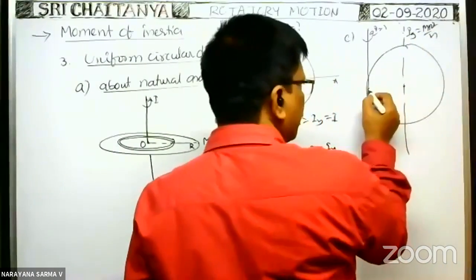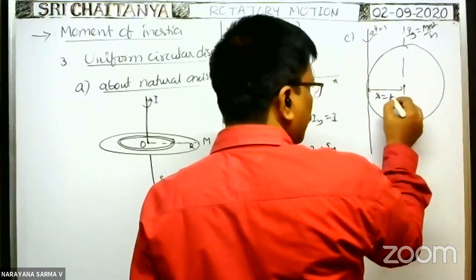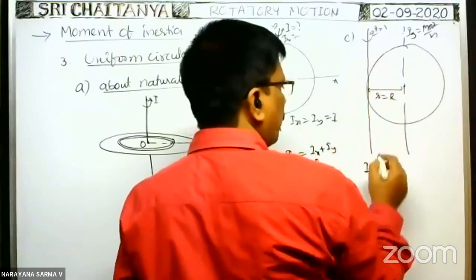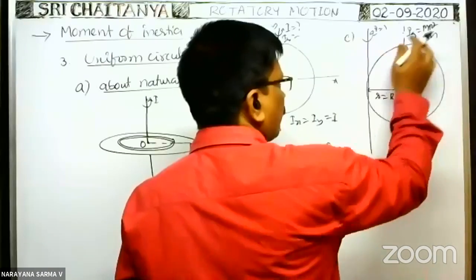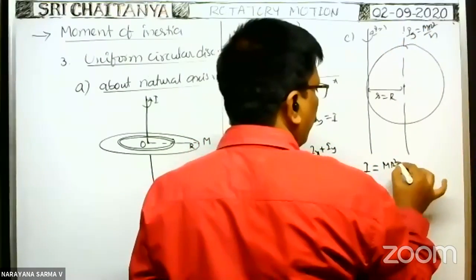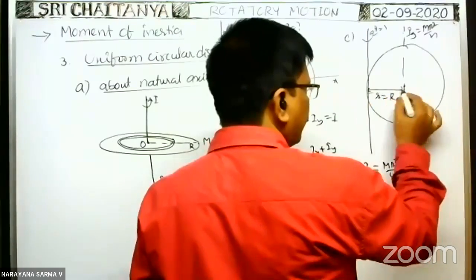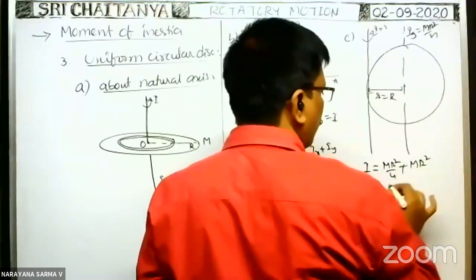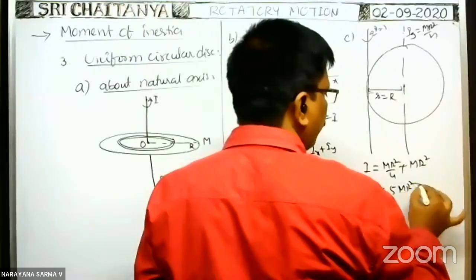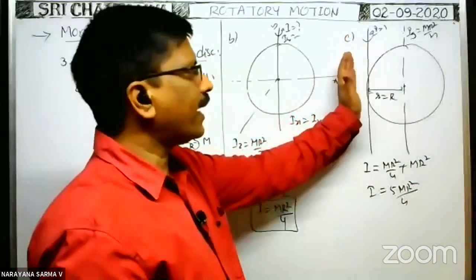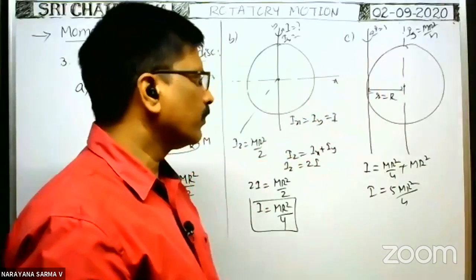The perpendicular distance between the two parallel axes, small r, is equal to the radius of the disk only. Then according to the parallel axis theorem, about this axis the moment of inertia is equal to Iz plus mr square. Iz means mr square by 4 plus mr square, where the perpendicular distance between the two axes squared is capital R square. So it is 5 mr square by 4. This is the moment of inertia about the tangential axis lying within the plane of the disk.